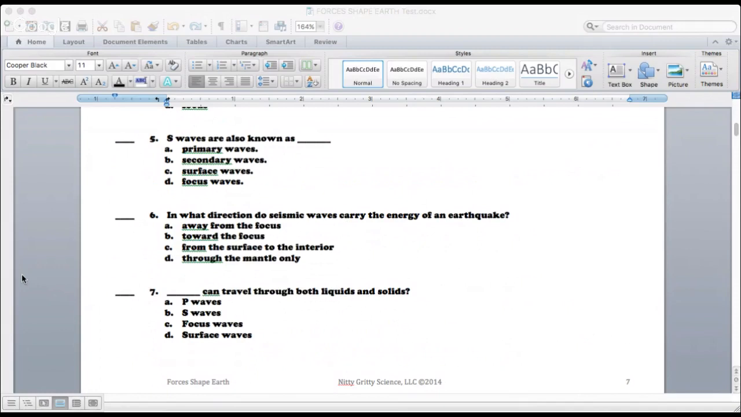Number 7. Blank can travel through both liquid and solids. A. P waves, B. S waves, C. Focus waves, D. Surface waves.